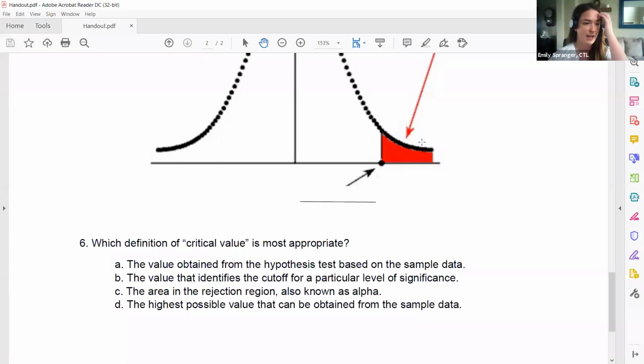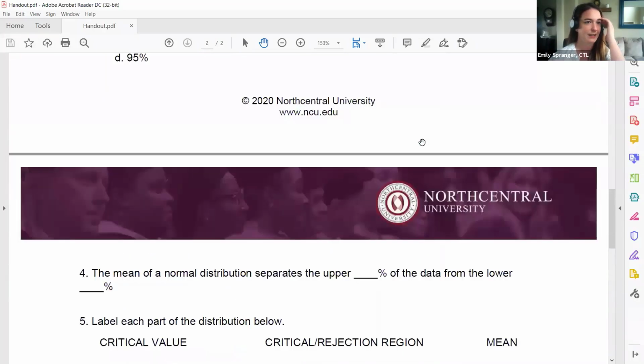Thank you. I have a question about alpha. Is there a danger in making the alpha value too small?